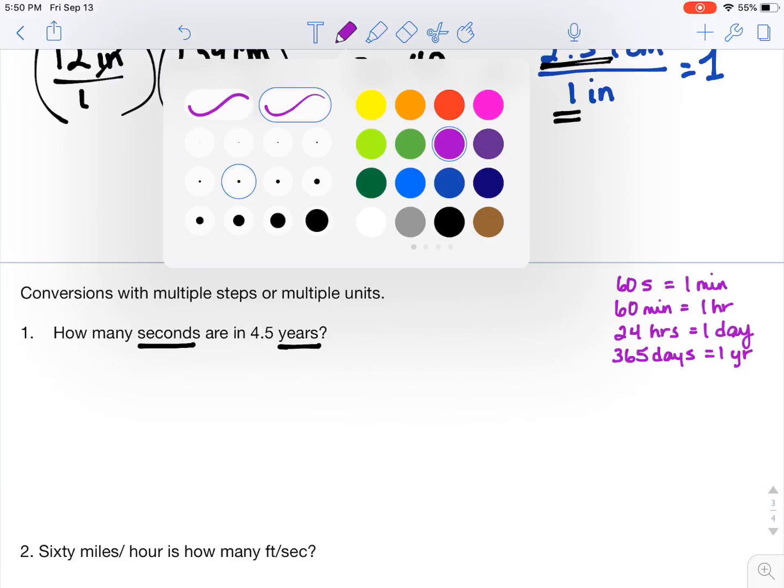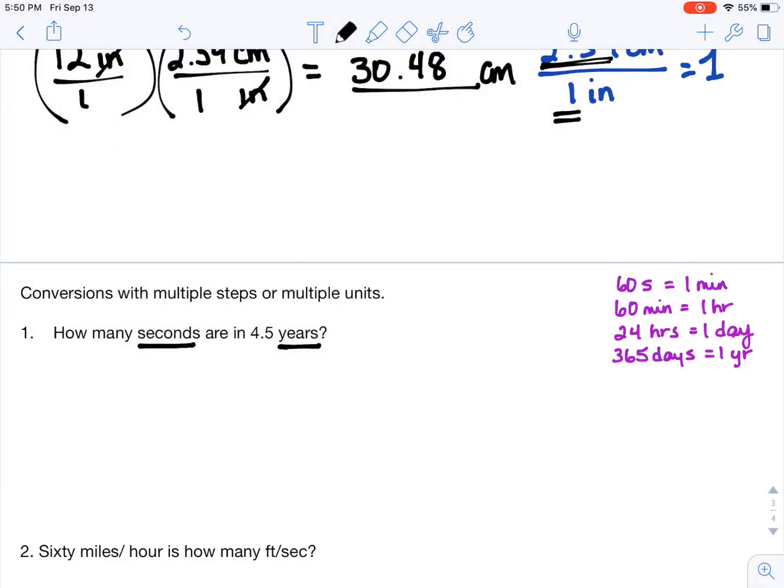If I want to set this up so that I'm able to go from seconds to years, I'm going to follow my process just the way I did, except I'm going to keep adding conversion factors to my equation, to my math that I'm doing, until I get from the unit I have to the unit I want. So I'm going to start with the unit I have, 4.5 years, putting that over 1. And then I'm going to come over here and look at my relationships and say, do I have something that has years in it so I can get rid of years?